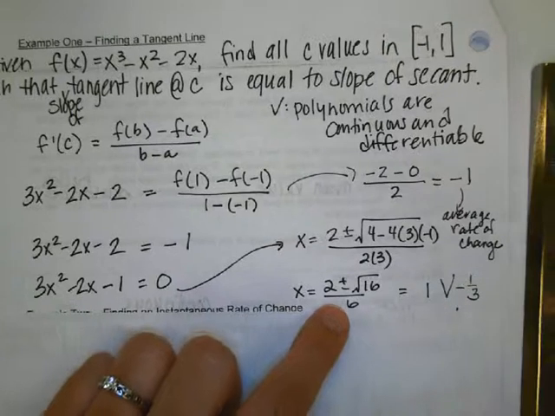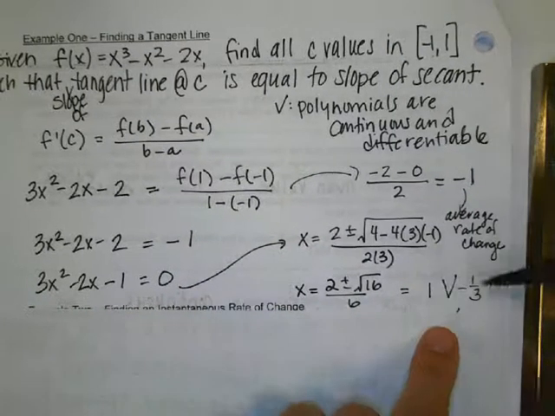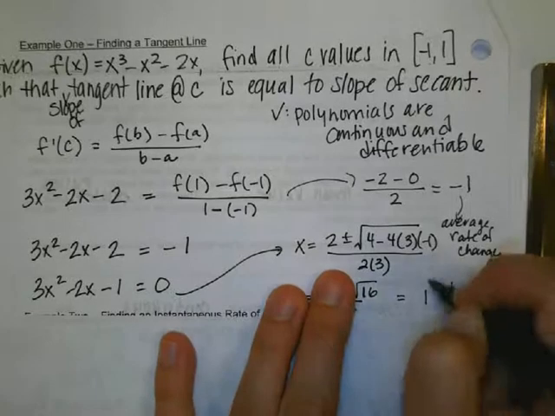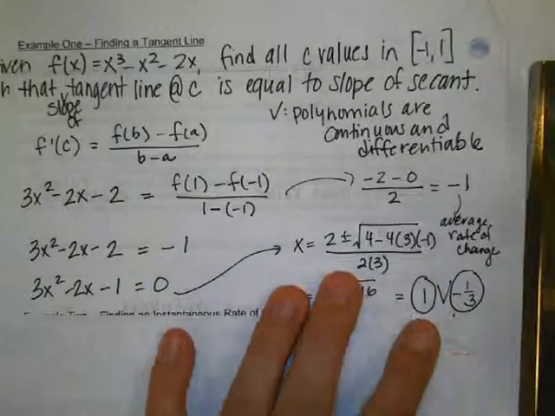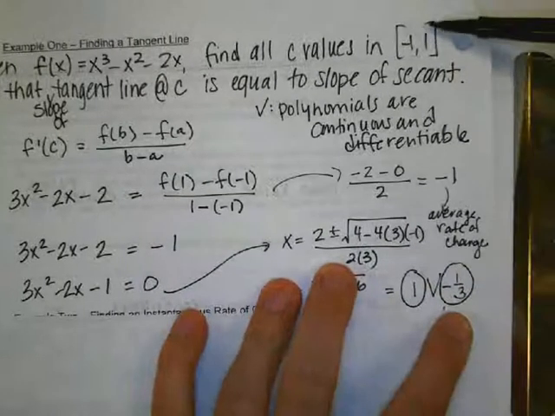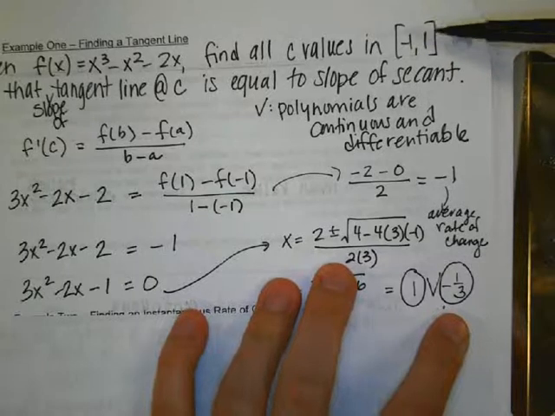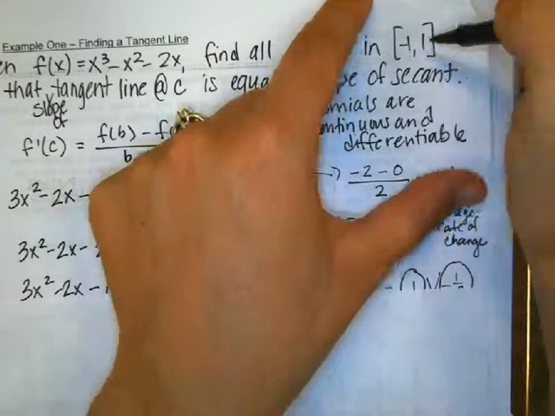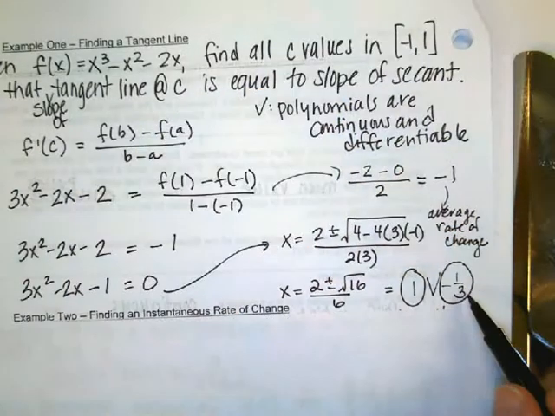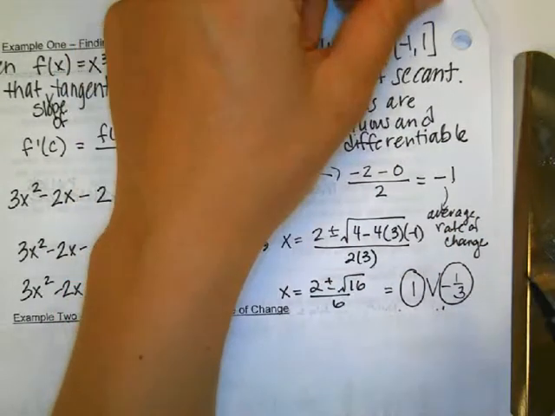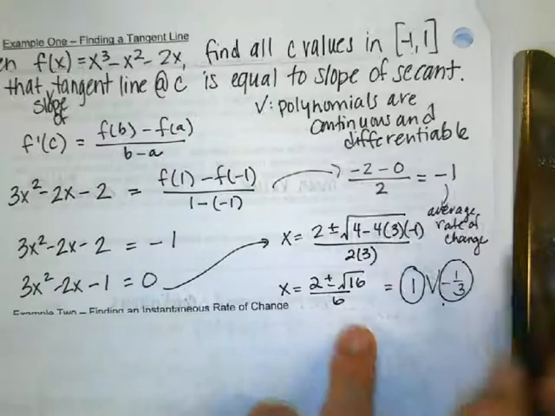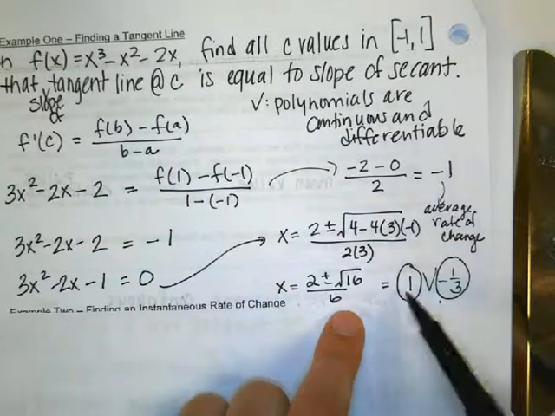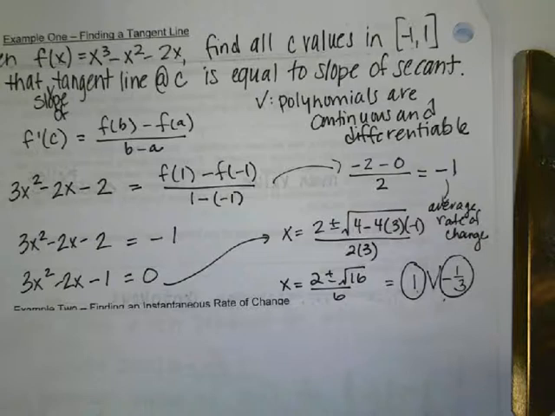So actually, both of these values end up working. I get two answers here because both of these values are in my domain. Now, if this was a parenthesis instead of a bracket, then -1/3 would technically be my only answer because 1 would not be included. But these are all the C values that actually, at 1 and at -1/3, my tangent line would be equal to negative 1.